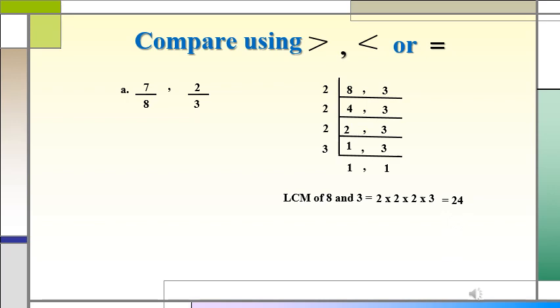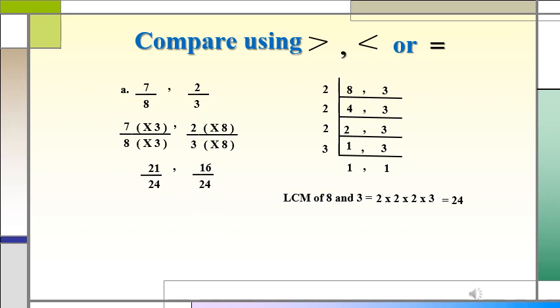Now let's convert the fractions into equivalent fractions with denominator 24. 7 by 8. To make the denominator as 24, we should multiply the numerator and denominator by 3. Similarly, the other fraction 2 by 3, to make the denominator as 24, we have to multiply the numerator and denominator by 8. So we have got equivalent fractions as 7 times 3 is equal to 21 by 24 and 2 times 8 is equal to 16.